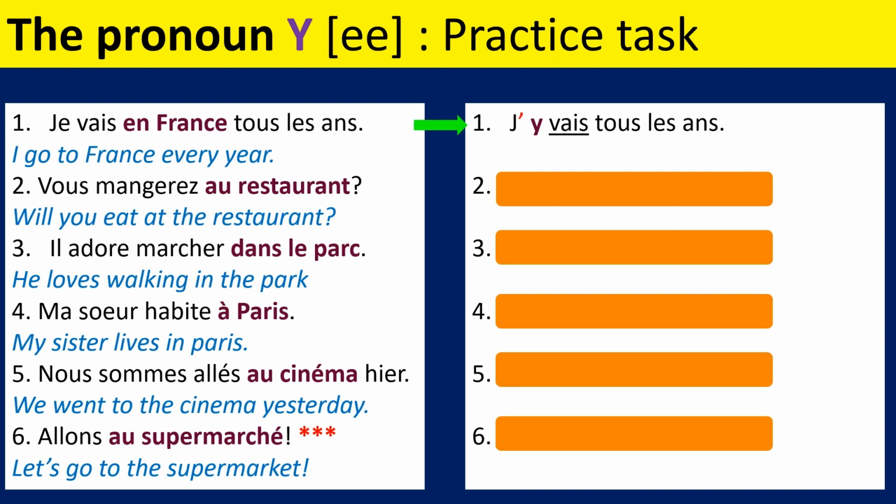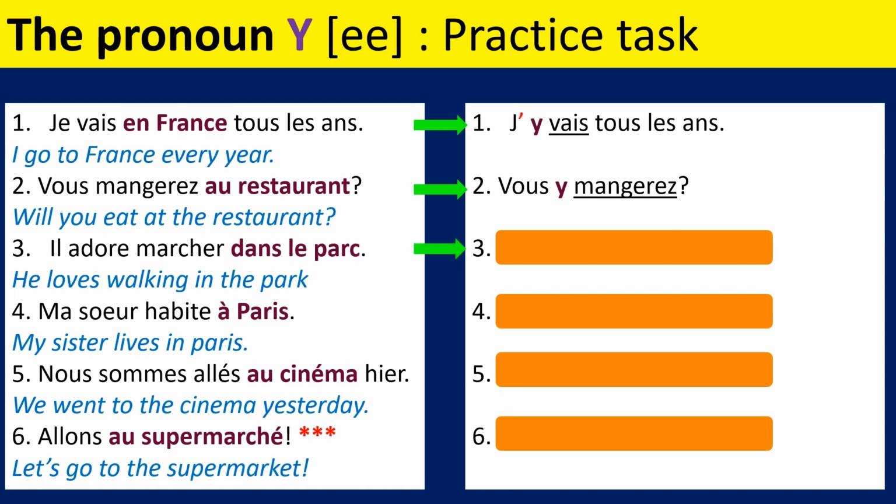Numéro 2. Vous mangerez au restaurant? Will you eat at the restaurant? Vous y mangerez? Because of course we put the pronoun before the verb. Il adore marcher dans le parc. The answer, il adore y marcher, because marcher is an infinitive verb. Therefore, we put the pronoun before the infinitive.